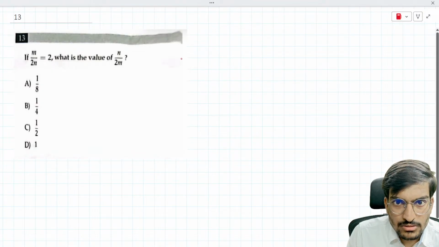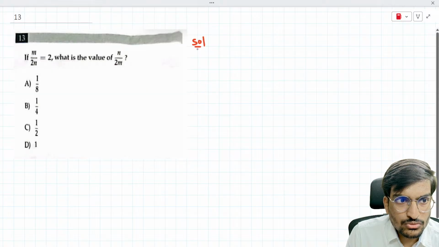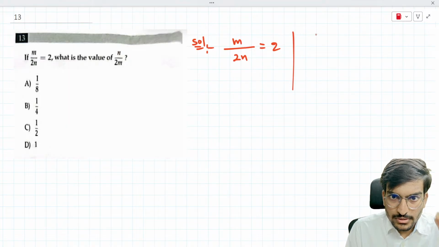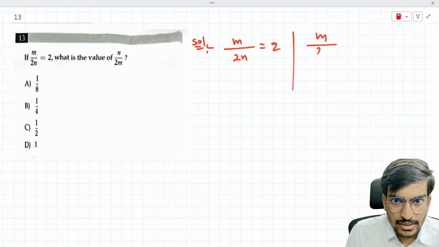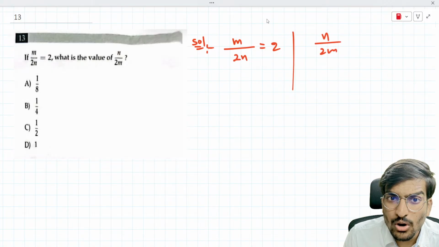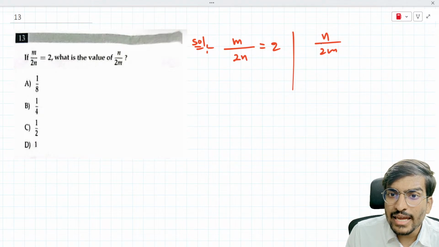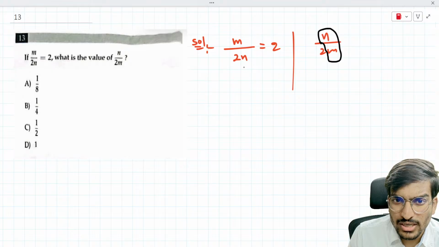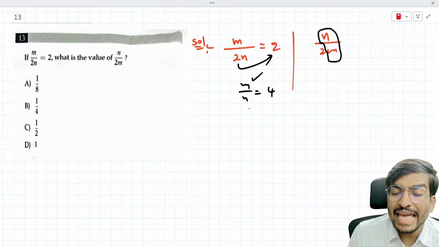Question 13. m by 2n equals 2. We need to find the value of n by 2m. We need n by m, so how do we get n by m? Just reciprocate. Or else you just forward this, and you end up with m by n equals 4. 2 twos are 4. You need n by m.